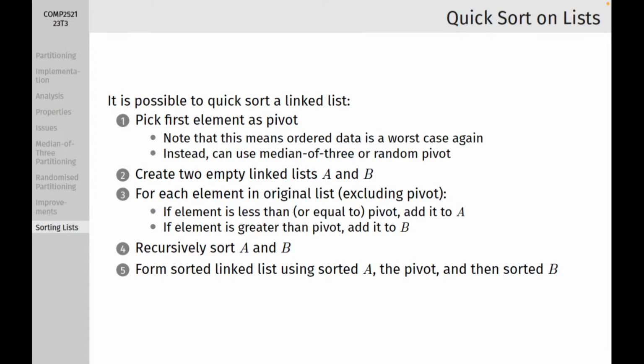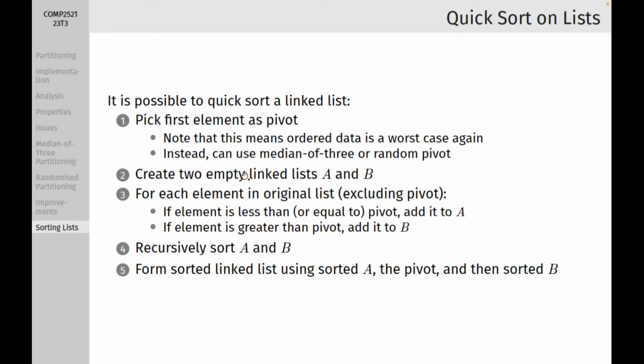All right, so now just a little bit of extra stuff. Quicksort on linked lists. So we can quicksort a linked list. The first step would be to pick an element as a pivot. You can pick the first element, or you can pick another element somewhere in the list.